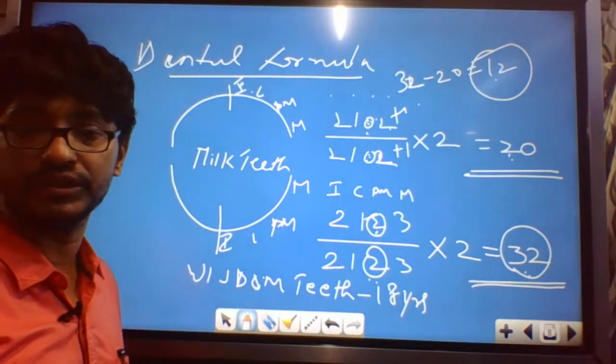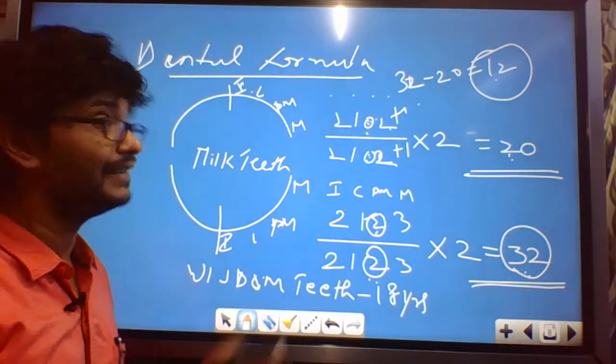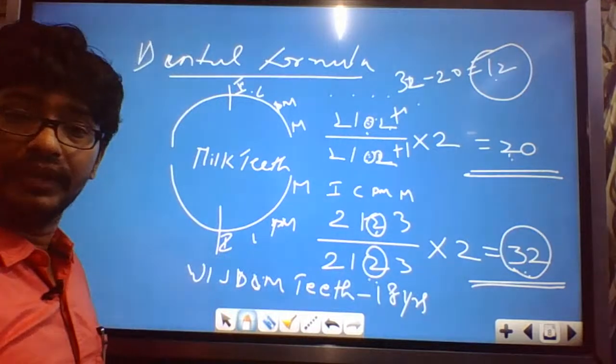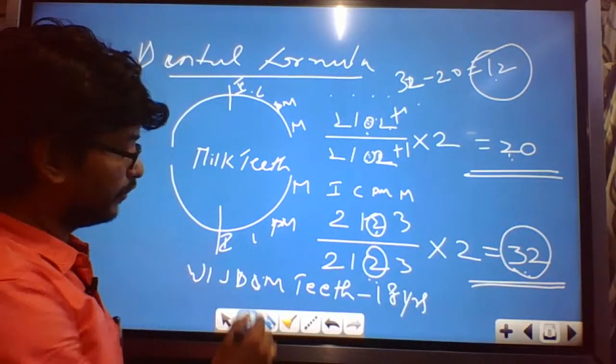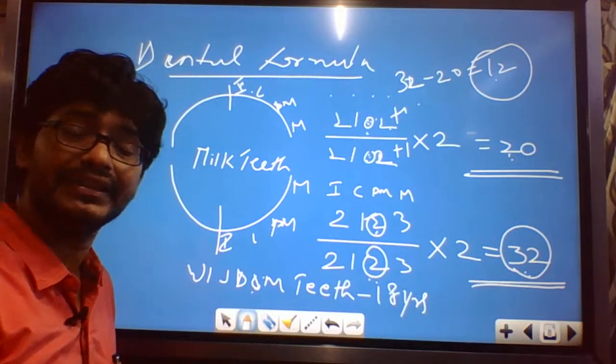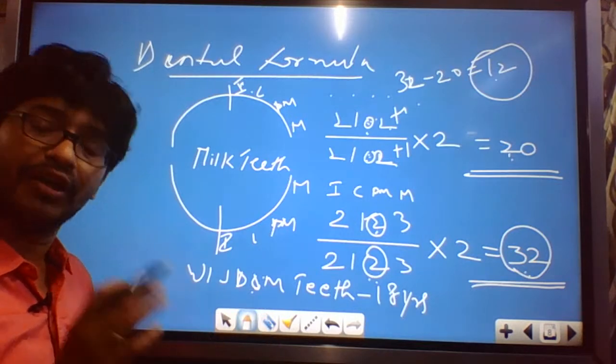If they ask monophyodont, it's 12. If the question is diphyodont, the actual answer is 32, because wisdom teeth is actually the last. It doesn't have a particular benefit, but it is also for the grinding purpose.